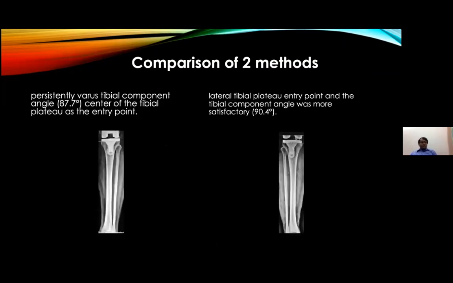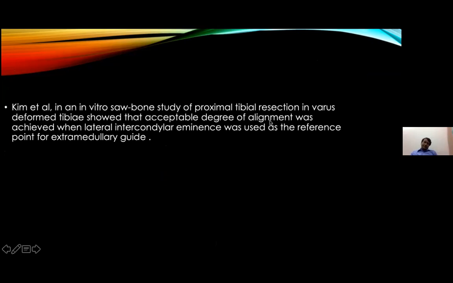Comparing the two methods, we can see here where the center of the intercondylar eminence is used as a reference point, we have 87.7 degrees varus. The tibia is slightly in varus. You can see that when the lateral condylar eminence is the reference point, the alignment is almost 90. Kim et al. showed that in the sawbone model, the tibial resection in varus deformities reached an acceptable degree of alignment when using the lateral condylar eminence.